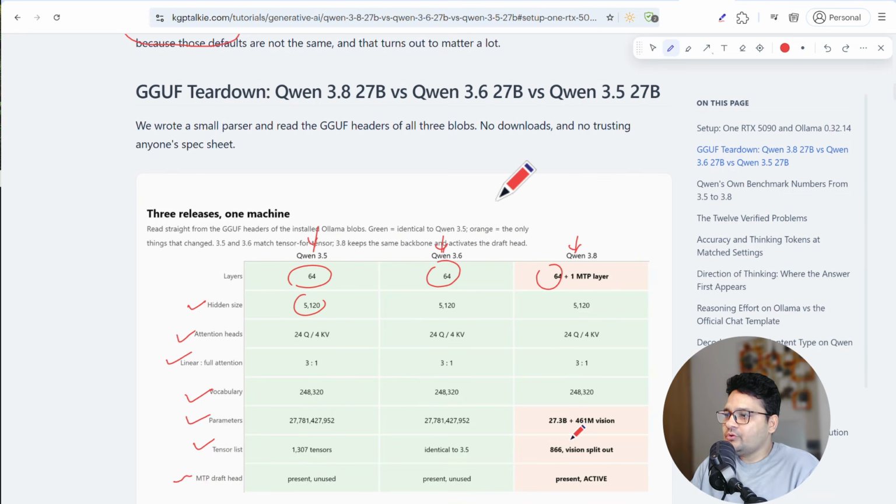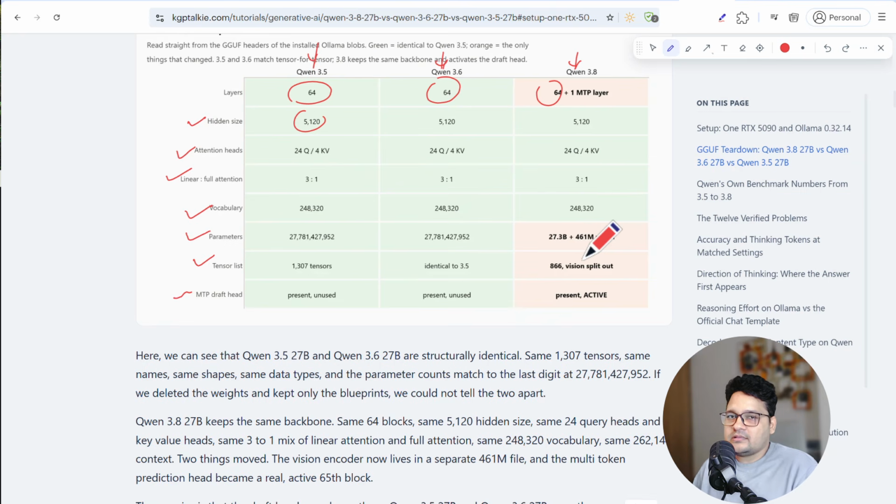Apart from that, you will also notice some bold color. So you might ask, what are these things? See what happened in Qwen 3.8. They have included one additional layer. That's the only improvement. That's all. At least what I see in their architecture is that they added this MTP layer inside Qwen 3.8. Although later on we will see that this MTP layer was already present in Qwen 3.5 and Qwen 3.6, but it was not utilized. But in Qwen 3.8, it is actually utilized.